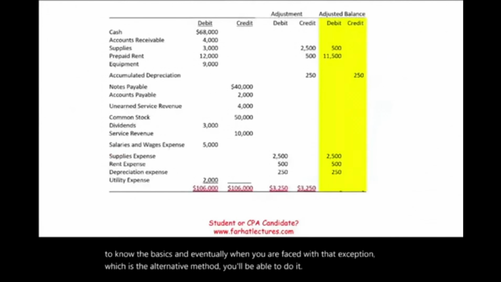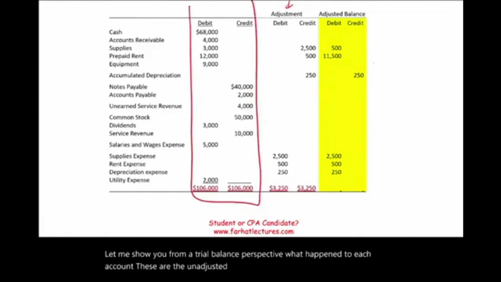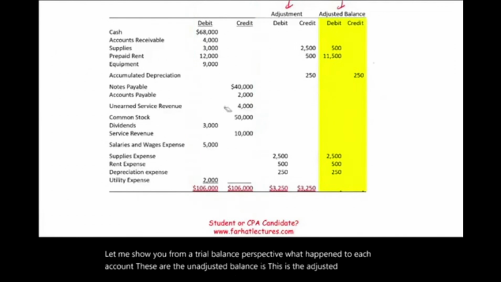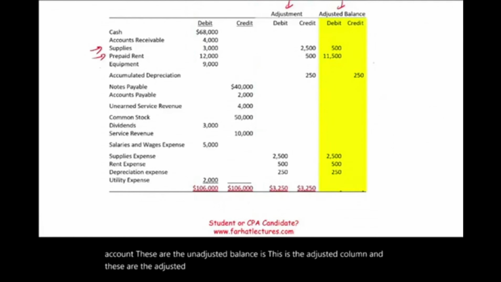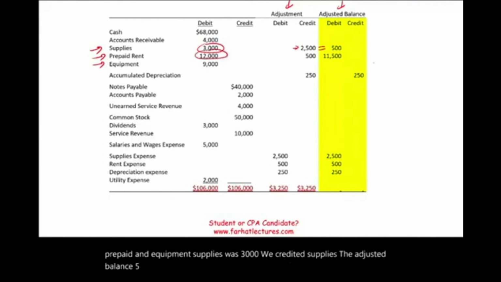Now let me show you from a trial balance perspective what happened to each account. These are the unadjusted balances. This is the adjusted column, and these are the adjusted balances. Again, we dealt with three accounts: supplies, prepaid, and equipment. Supplies was 3,000. We credited supplies. The adjusted balance is 500. Prepaid equipment was 12,000. We reduced it by 500. The adjusted balance is 11,500.